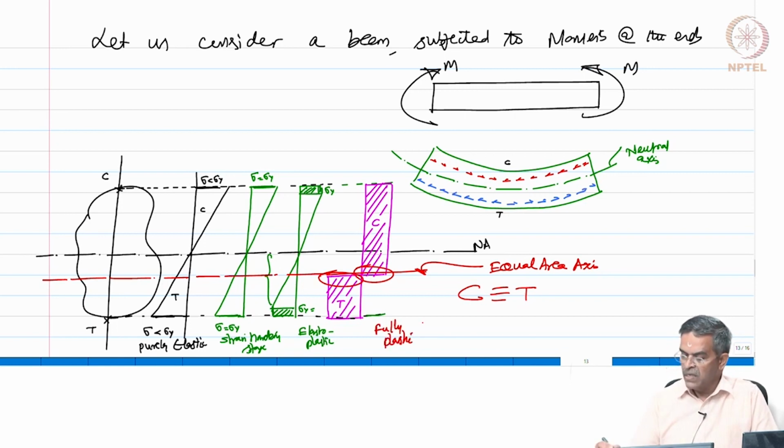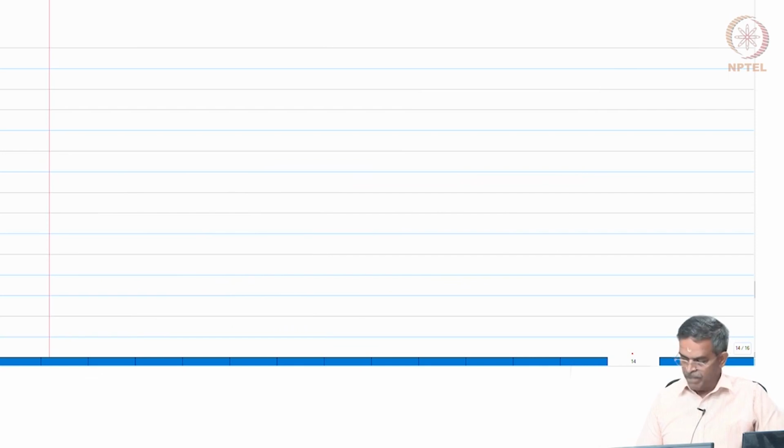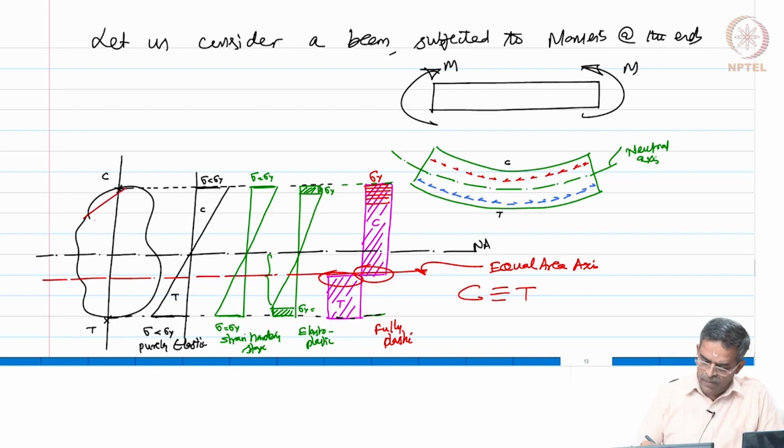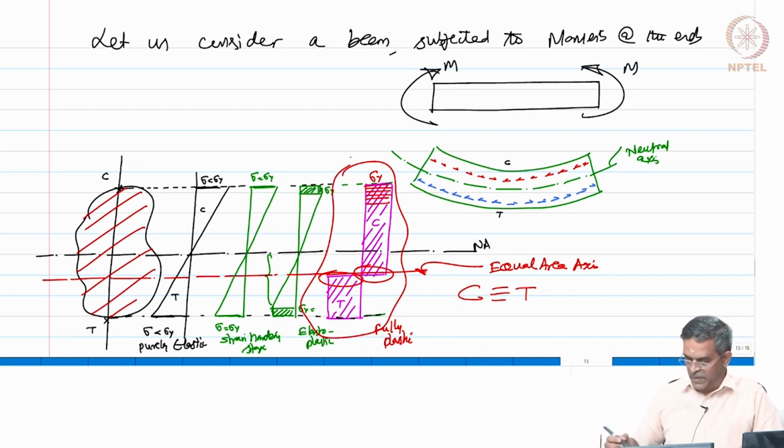So, I can call this section fully plastic. How can I say it is fully plastic? Each and every fiber is equal to sigma y, whereas in the earlier case only a few fibers were equal to sigma y. Each and every fiber in this case is equal to sigma y, at the equal area axis. So, this sketch expresses how a plastic deformation occurs in a given system. The stress variation is shown like this. Now, I extract only this figure and this figure from here. Let me do that.